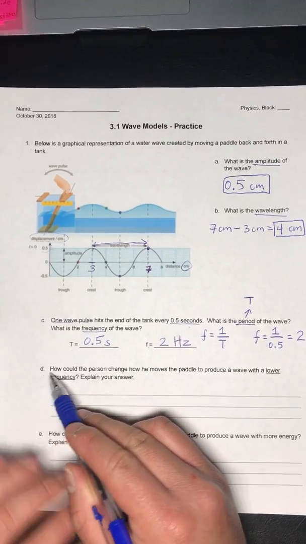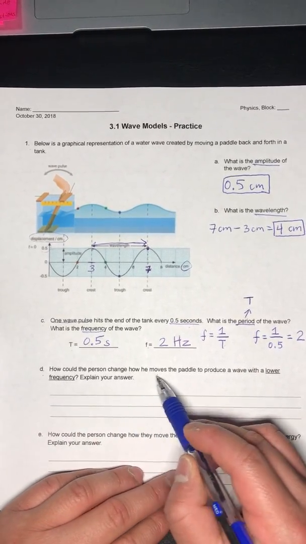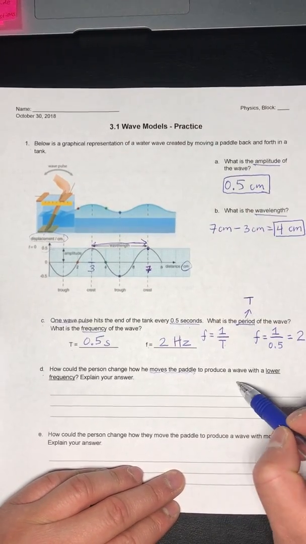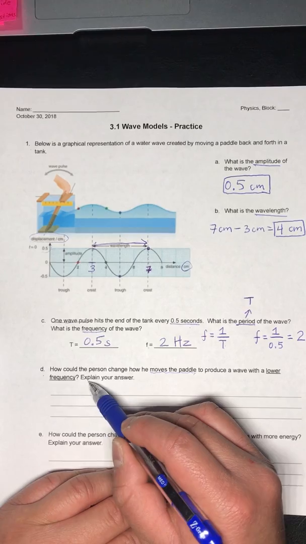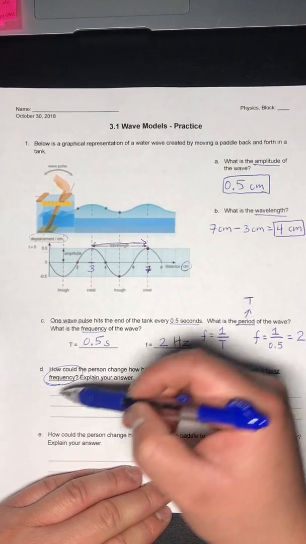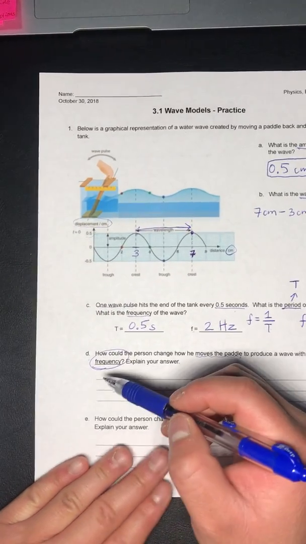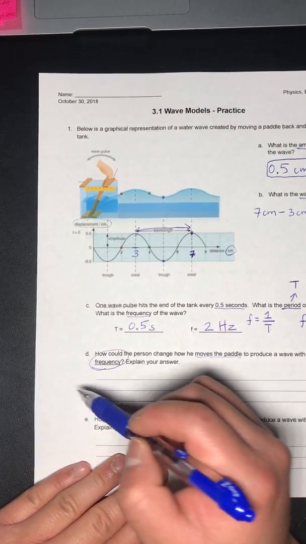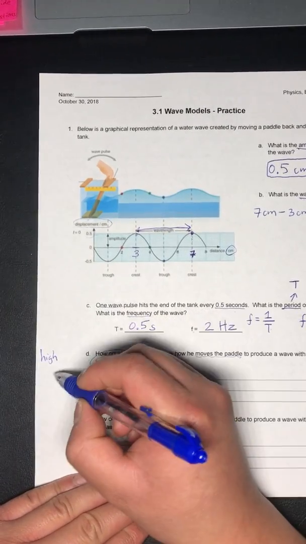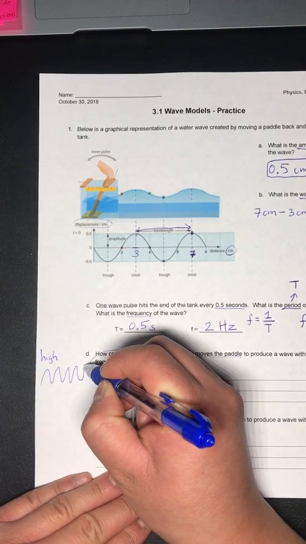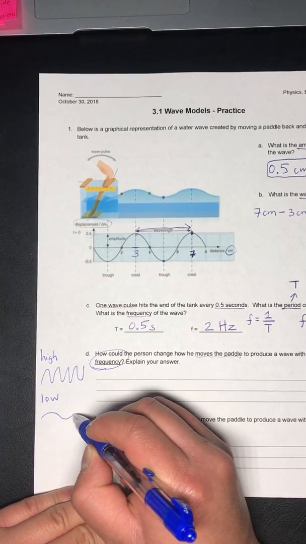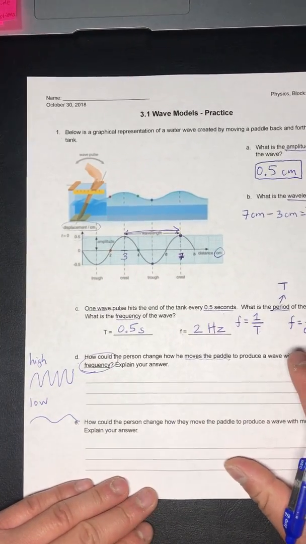Okay, moving on. Part D. How could the person change how he physically moves the paddle to produce a wave with a lower frequency? Explain your answer. So remember that frequency is how frequent the waves are, how fast the waves are moving, how many waves you have in 1 second. For example, high frequency looks like this. Lots of waves, very frequent waves. Low frequency looks like this. Not that many waves, not too many frequent waves.